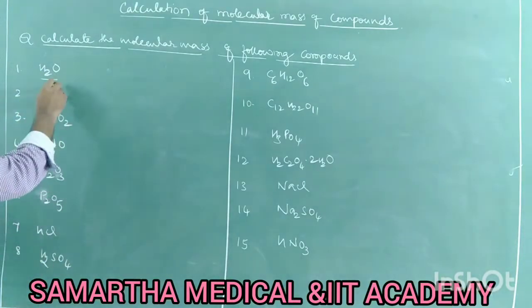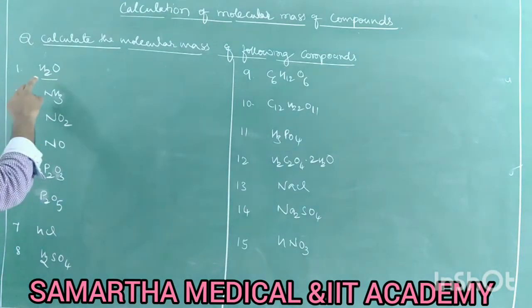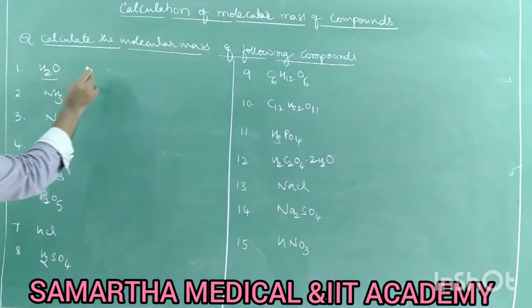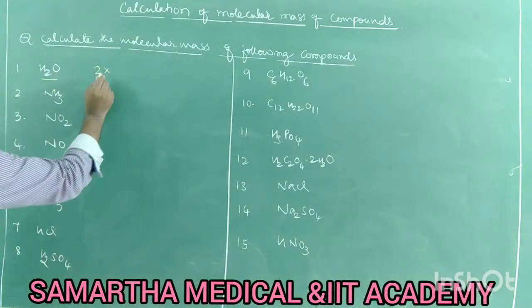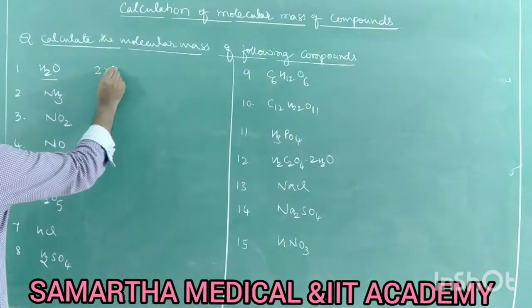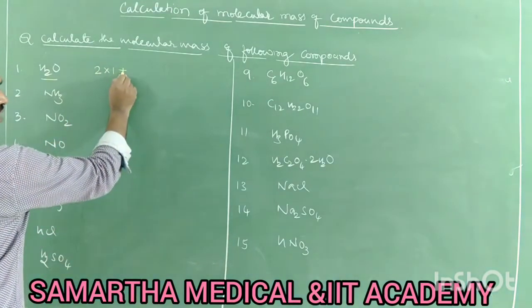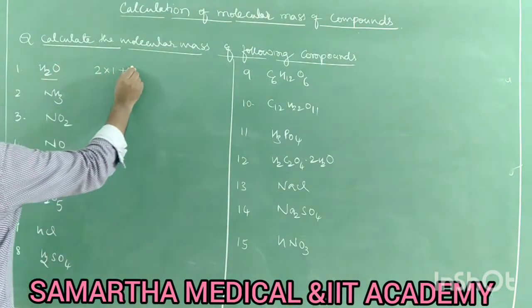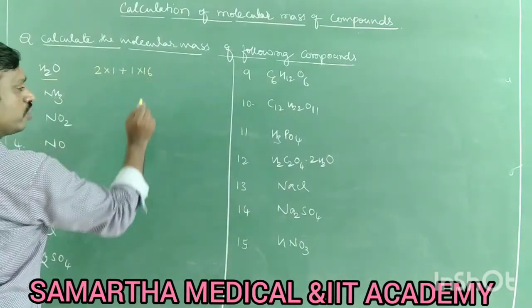This we have studied in the last class, but anyhow once again do it. Here, how to calculate the molecular mass of a compound? There are 2 hydrogens, so you write the number of hydrogens, 2, into each hydrogen's atomic mass, 1. Therefore 2 into 1. This 2 is the number of hydrogens, 1 is the atomic mass of 1 hydrogen. Plus there is 1 oxygen, therefore 1 into each oxygen's atomic mass, 16. Then how do you know 16?